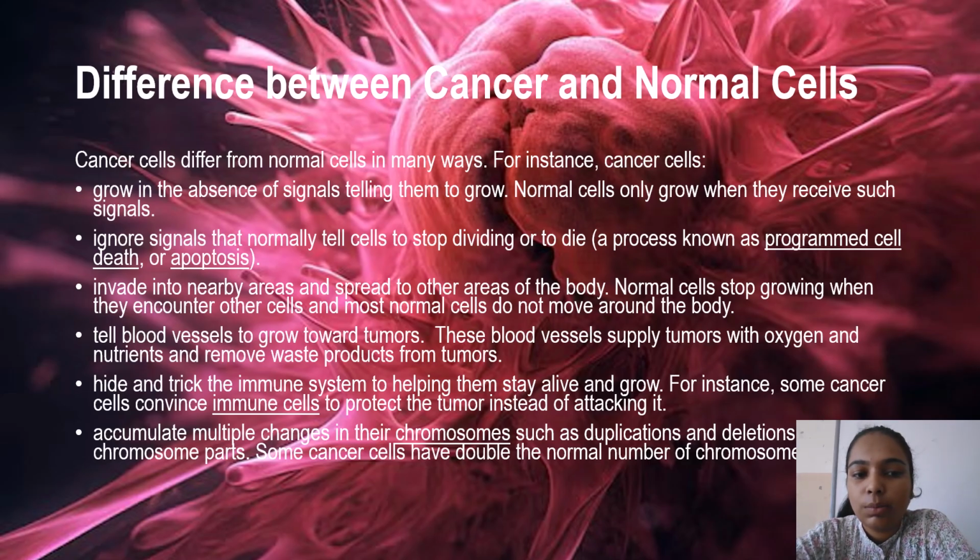Cancer cells tell blood vessels to grow towards tumors, and these blood vessels in turn supply these tumors with oxygen, nutrients, and remove waste products from tumors. Cancer cells hide and trick the immune system to help them stay alive. For example, some cancer cells convince the immune system to protect the tumor instead of attacking it. Cancer cells also accumulate multiple changes in their chromosomes, such as duplications and deletions in the chromosome parts. These cancer cells have double the normal number of chromosomes.